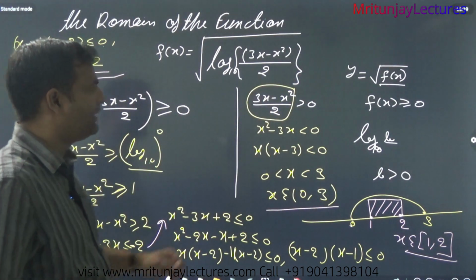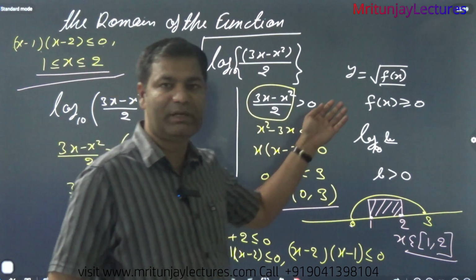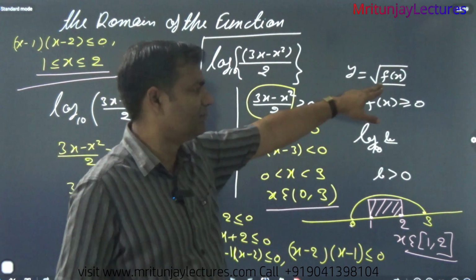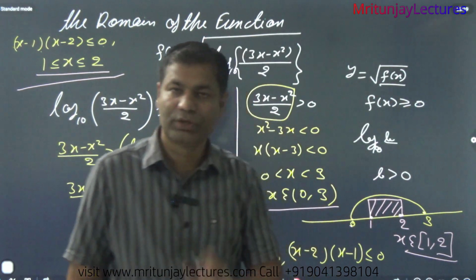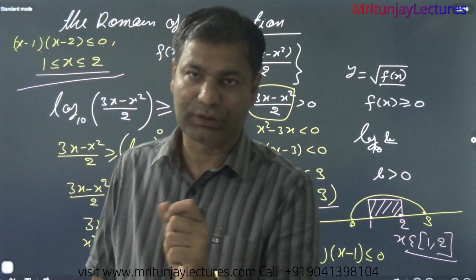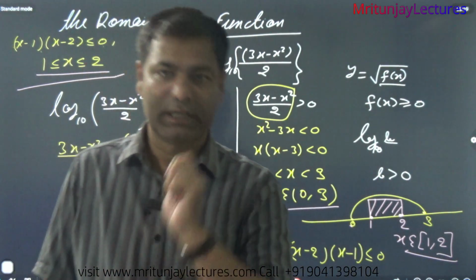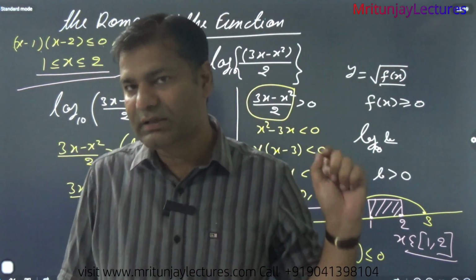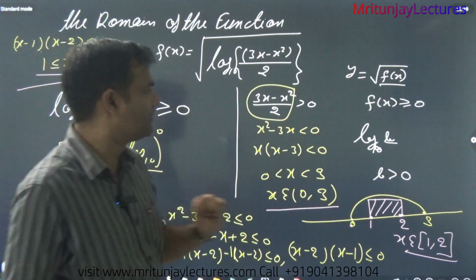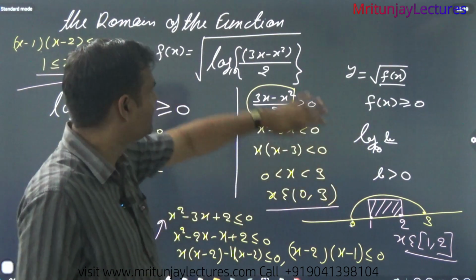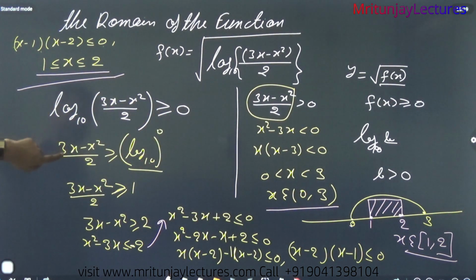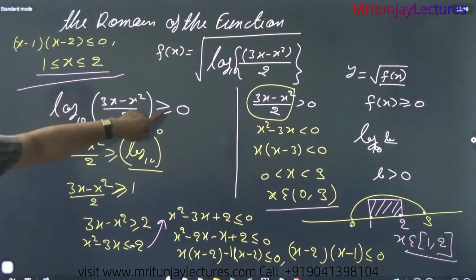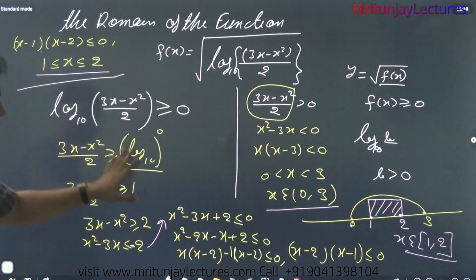First of all, I know that if any function is given under a root, whatever be the value of that one, it is defined only if f of x is greater than or equal to 0. If f of x is greater than 0 under the root of f of x, then this function is defined. Clear? So you can say that this whole is greater than or equal to 0. So take log whole power 0, that is log power 0, that is 1.